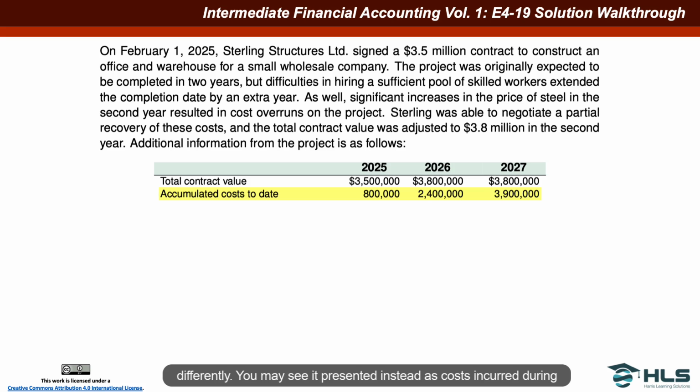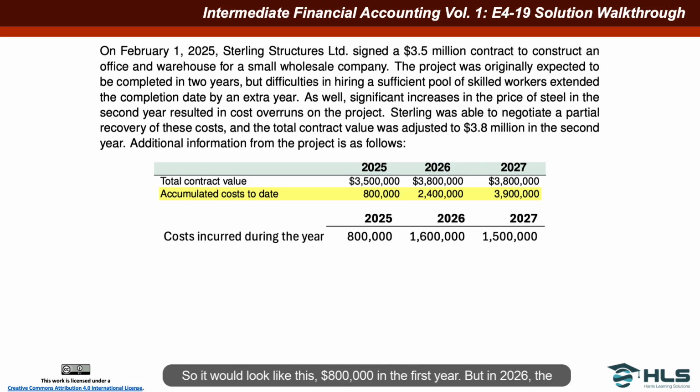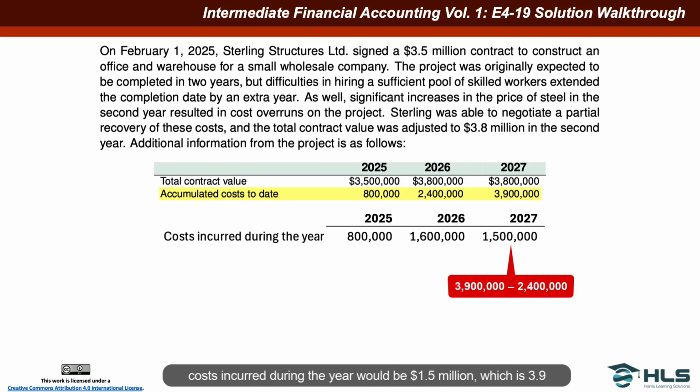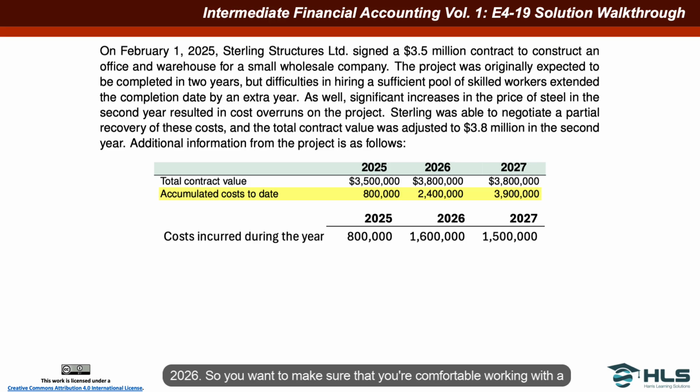You may see it presented instead as costs incurred during the year instead of costs to date. So it would look like this: $800,000 in the first year, but in 2026, the costs in that year would be $1.6 million, which is the difference between $2.4 million in 2026 and $800,000 in 2025. And for 2027, the costs incurred during the year would be $1.5 million, which is $3.9 million in 2027 accumulated, minus the accumulated $2.4 million in 2026. So you want to make sure that you're comfortable working with a question that can be presented either of the two ways. And it's very important that you read the question carefully to determine how the question is structured.